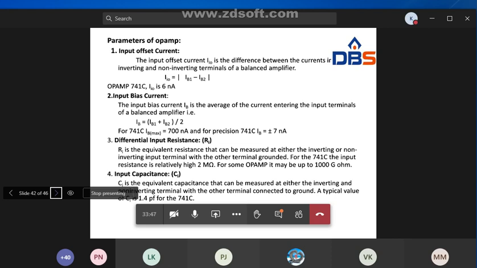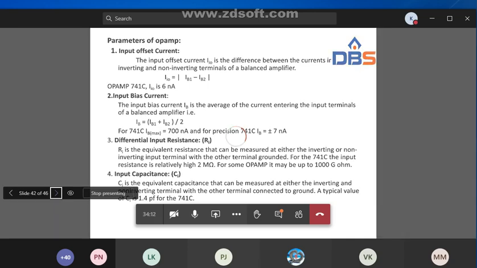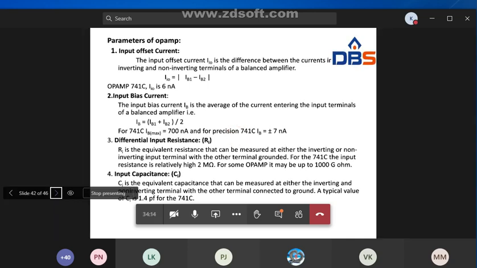Input offset current. Next one is input bias current. The input bias current is the average of the currents entering the input terminals of a balanced amplifier. So it is the average of the two input currents, IB1 plus IB2 by 2.